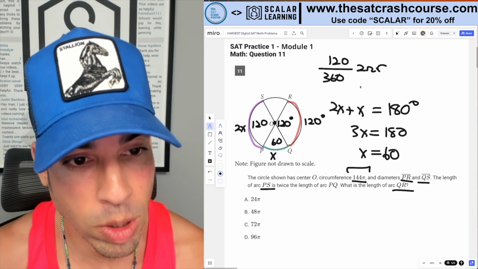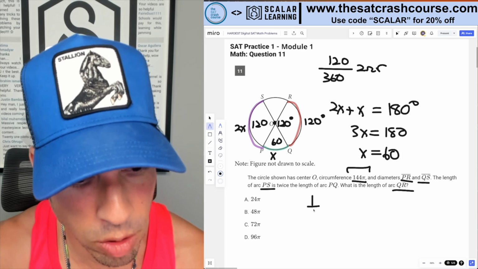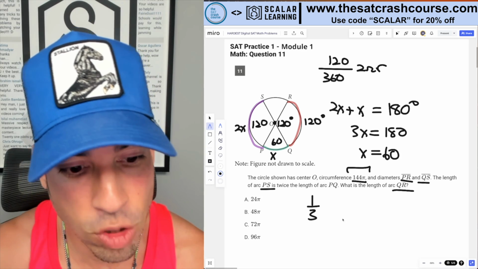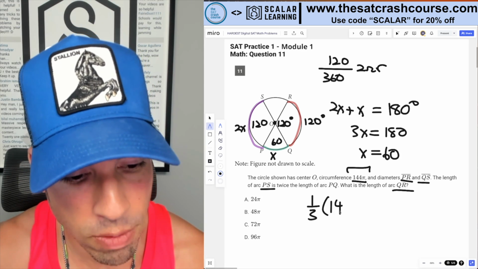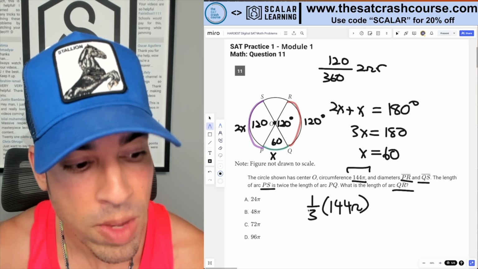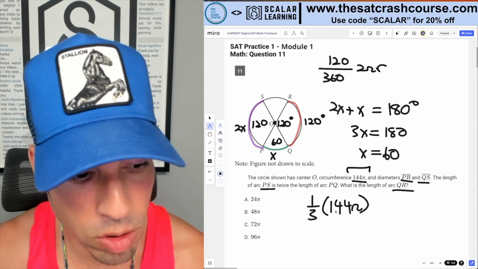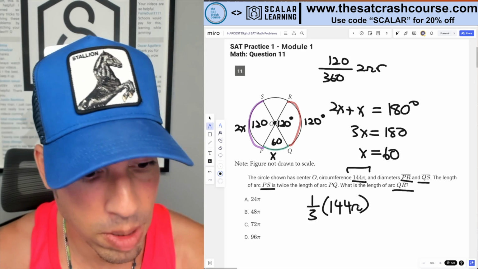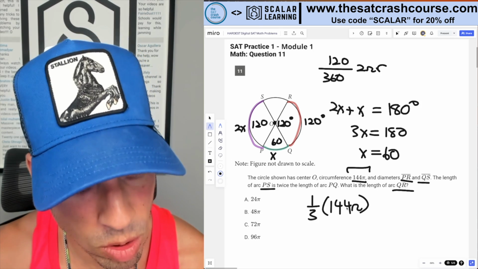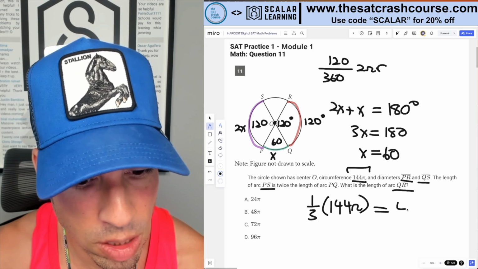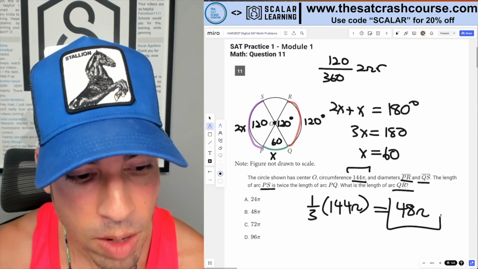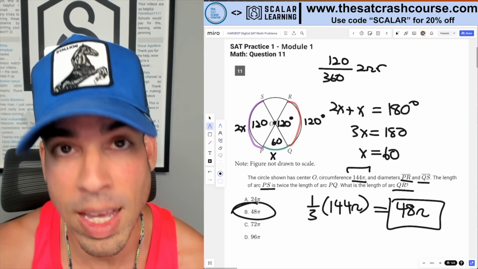So 120 over 360 simplifies to 1/3. I'm going to write it down here. And I'm going to replace 2 pi r with 144 pi, right? And last but not least, 1/3 of 144 is going to be 48, right? 48 times 3 brings us back to 144. So the answer is 48 pi, which means B is the winner. That's how you do it.